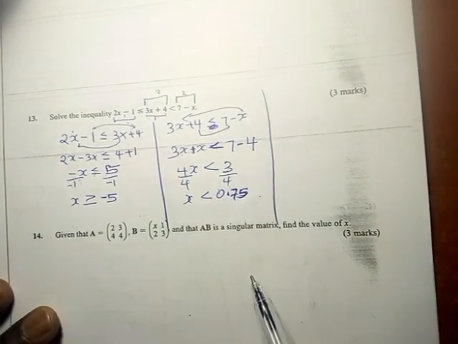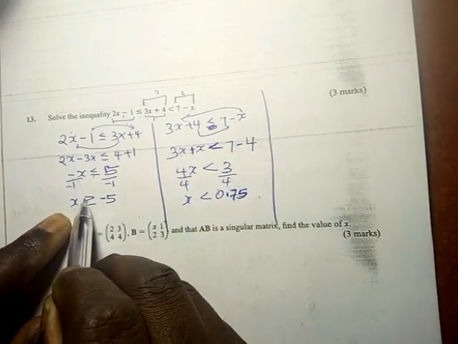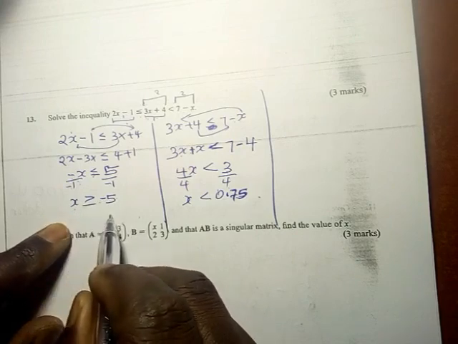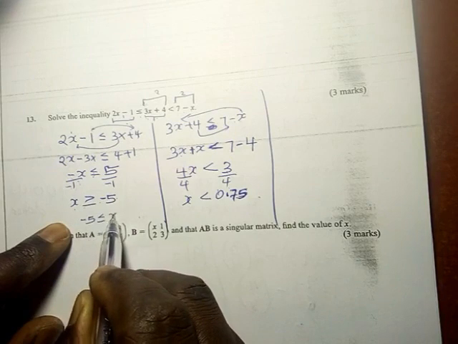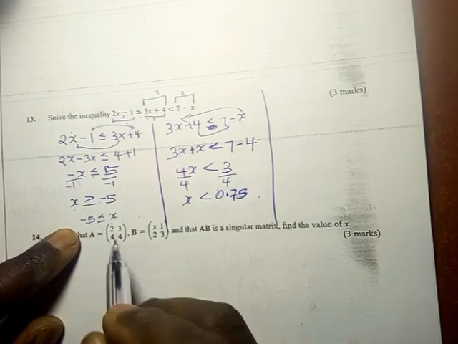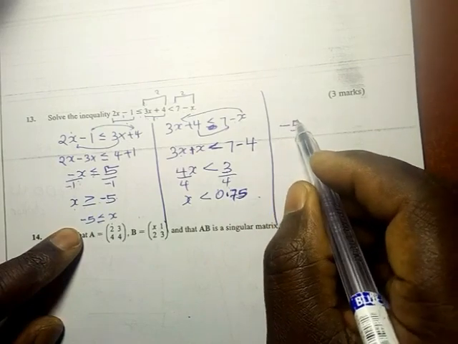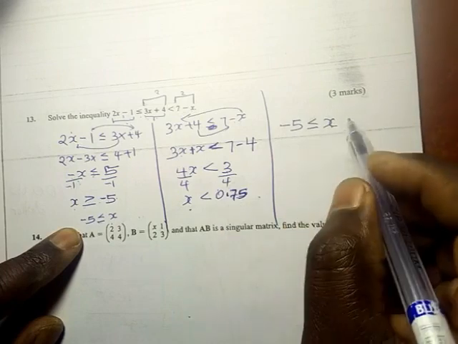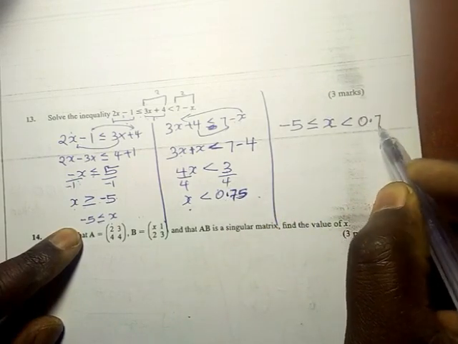Now we combine the two. If x is greater or equal to negative 5, this one is actually the same as negative 5 is less or equal to x. This and this are similar. So we are going to write it in this way here. So to combine, negative 5 is less or equal to x, and this x is less than 0.75.